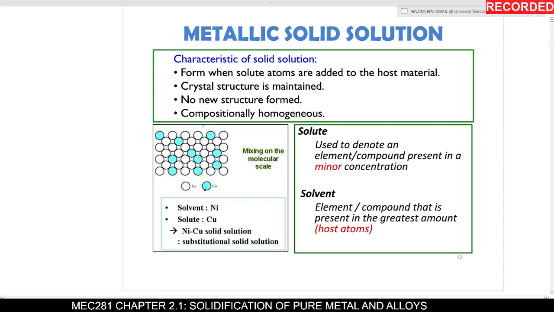Here, which one is the solid and which one is the solvent? We know the solvent has the greater amount, so it must have the highest amount of atoms here. So the white here must be the solvent, and the solid is the lesser amount, the blue one. The blue one is copper, the solid, and the solvent is nickel. So this is a nickel-copper solid solution.